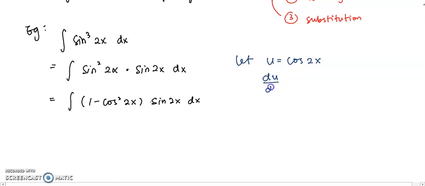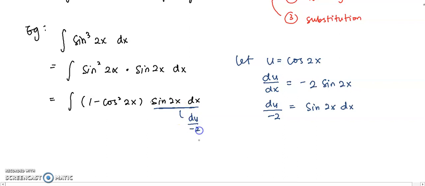So find your du dx after you have set your u. Differentiate cos 2x, you got negative 2 sine 2x. Then obviously the sine 2x dx here can be found here. So you have a sine 2x, you move up the dx to the right, you have sine 2x dx, and move the negative 2 to the left, you have du over negative 2. This means sine 2x dx in your question, you can actually replace as du over negative 2.